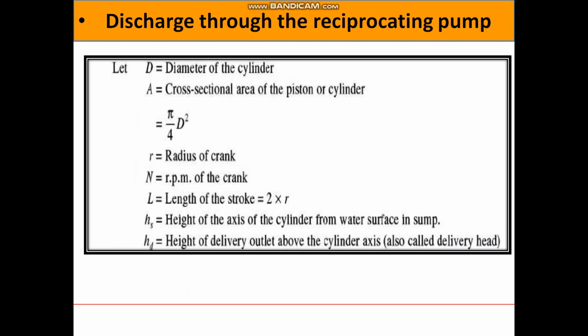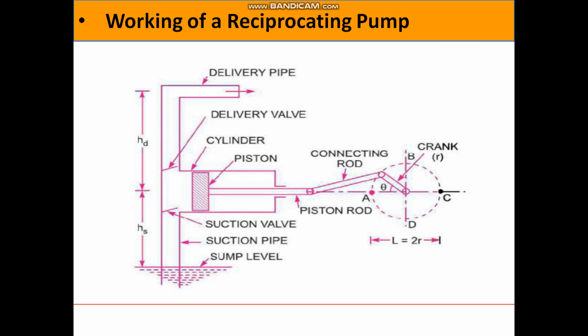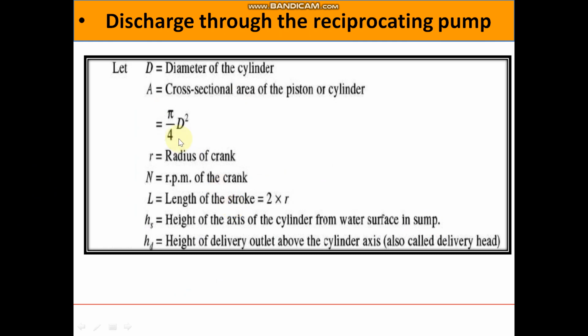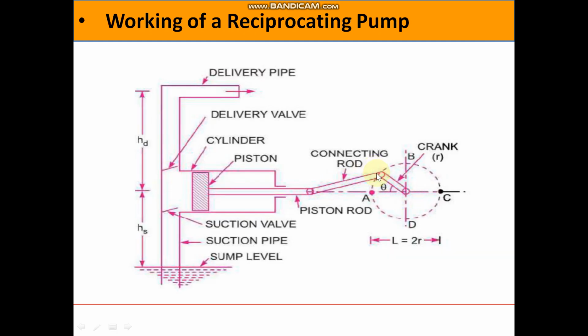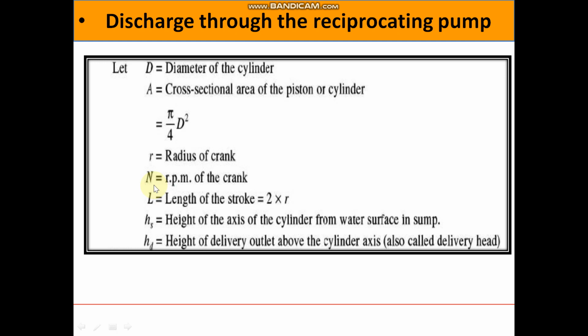This is the nomenclature which is going to be used in the expression. Let D is the diameter of cylinder. So this is the diameter of cylinder, capital D. Then A is the cross sectional area of the piston or cylinder, pi by 4 D square. R is the radius of crank. Here this is the radius of crank. L is the stroke length, which is commonly twice of crank radius. N is the rotational speed of the crank in revolutions per minute. Hs is the suction head, Hd is the delivery head.